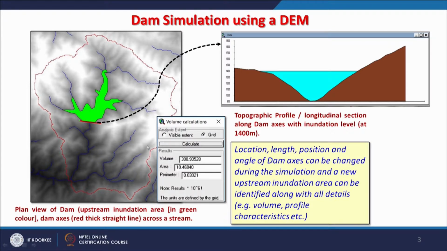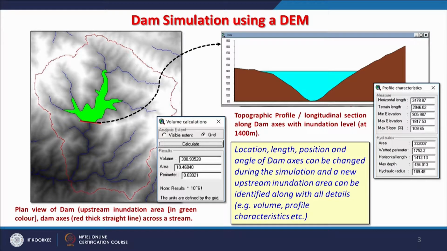This is calculated, so if your XY units are in meters, you will get everything in meters. If they are in decimal degrees, then you will get it in decimal degrees. Another thing you get is the profile characteristics of this particular topographic profile which you are seeing, like the horizontal length, that is the total length of this dam axis, and then the terrain length, which is going to be more than the horizontal length. This is the terrain length.